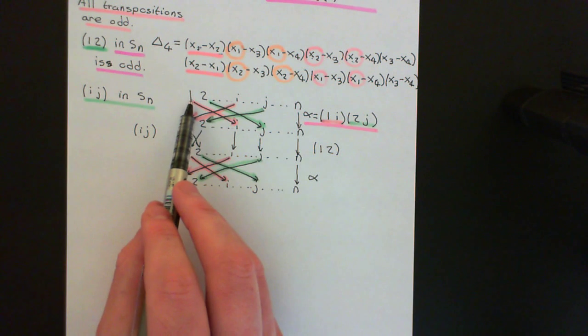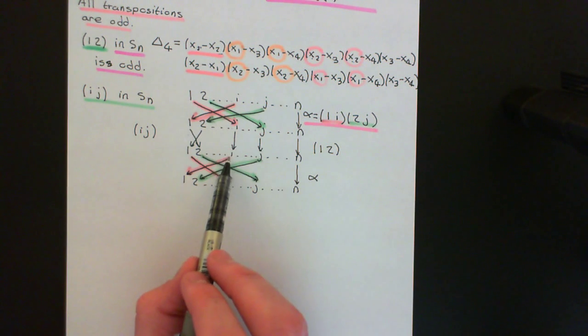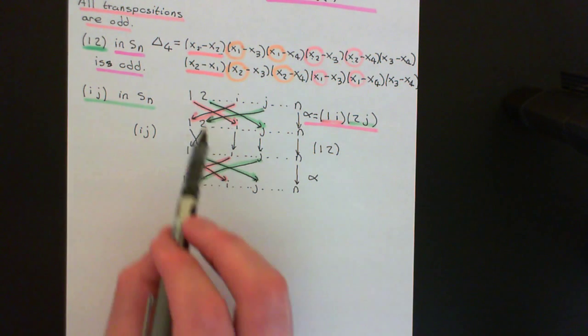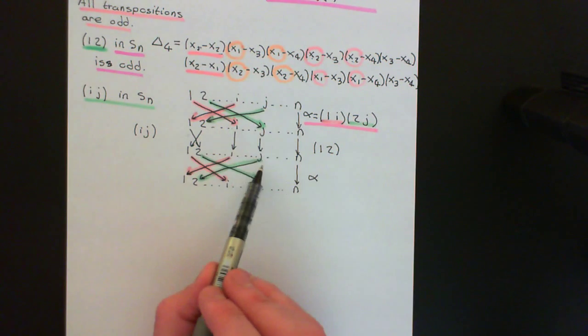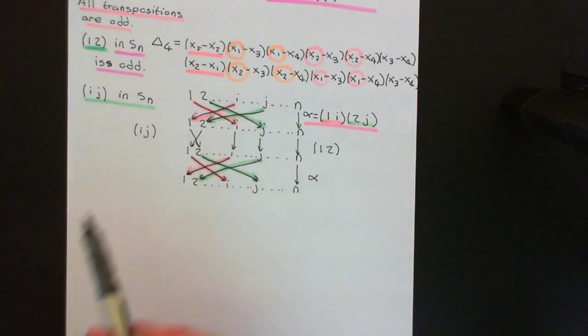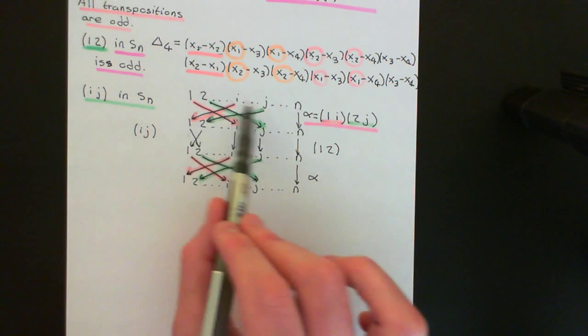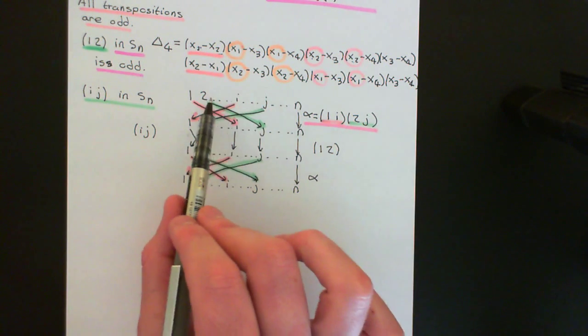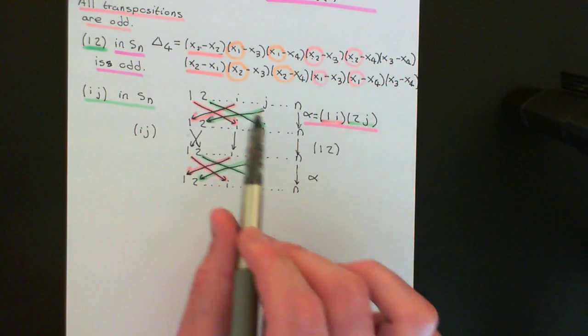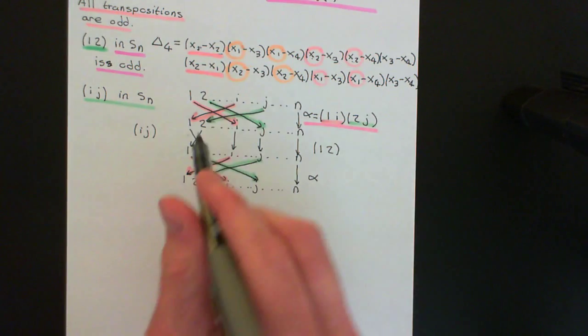So where does 1 overall go to? Well, 1 goes to i, goes back to 1. Excellent. 2 goes to j, goes back to 2. Excellent. So that's very good. 1 and 2 are fixed. That's exactly the way we wanted it to. Everything else apart from i and j is totally uninvolved in this, so we won't even bother looking at those. They're just fixed by everything.